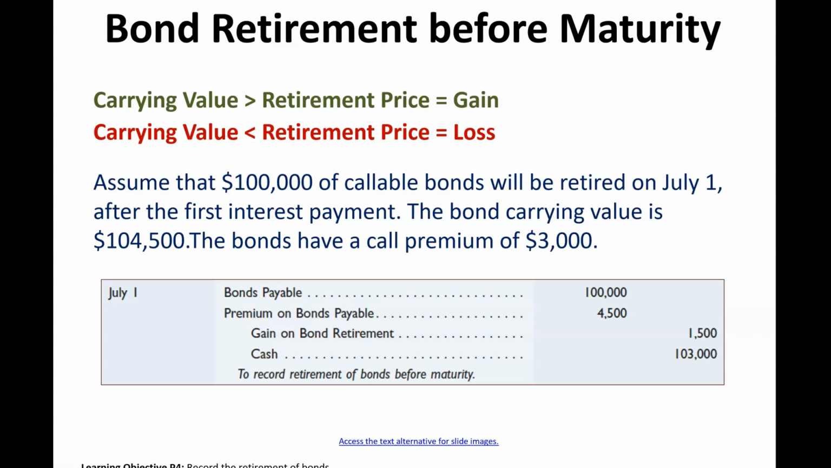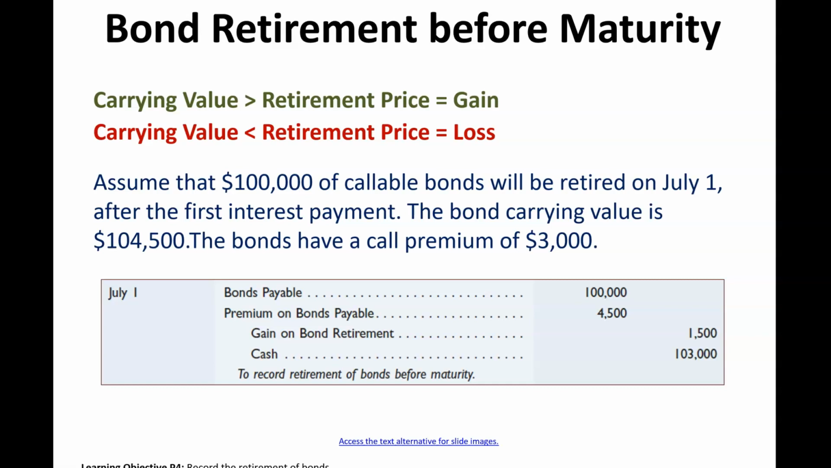The bond carrying value is now $104,500, and the bonds have a call premium of $3,000. A call premium means if a company decides to call their bonds into retirement before maturity, they need to pay a penalty. So this is basically a penalty of $3,000 for calling them early.